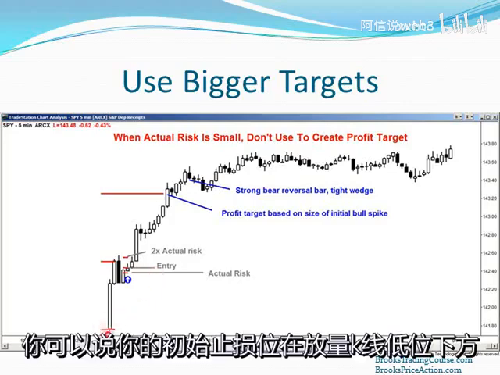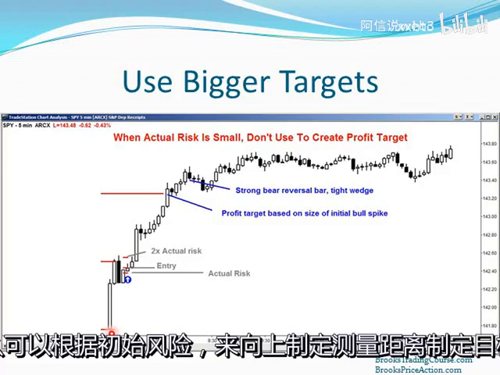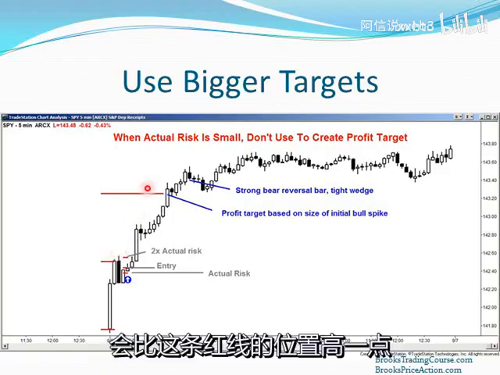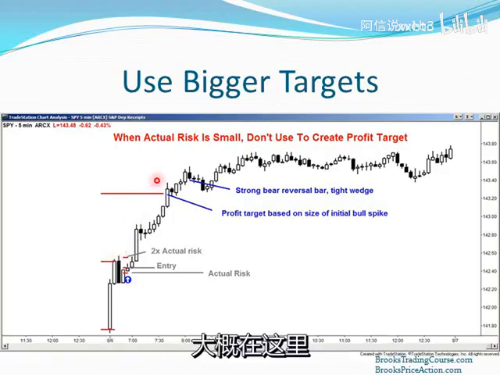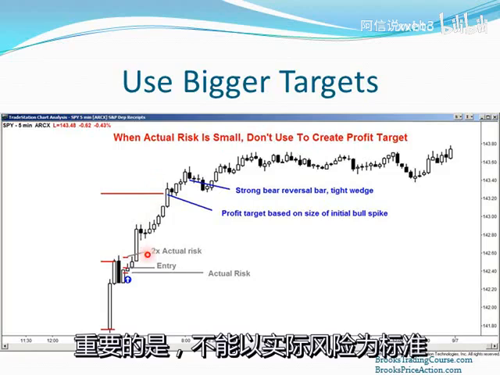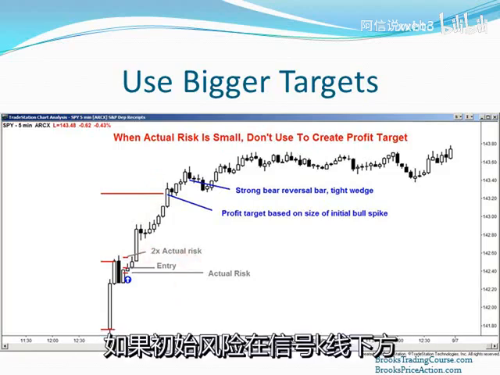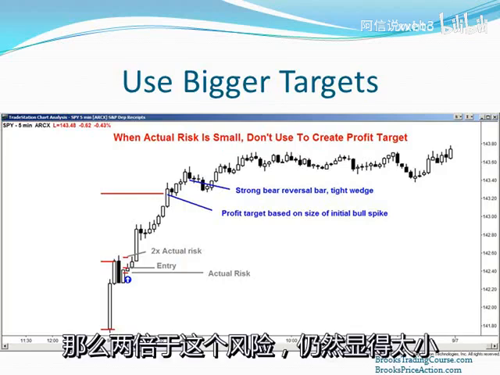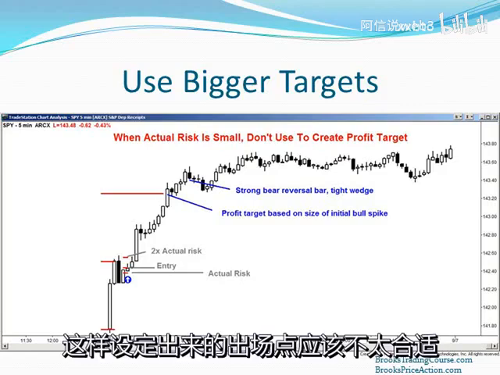You could say your initial risk was below the low of the bull spike, and you could have used a measured move based on your initial risk, which would be slightly more than this red line, somewhere up in here. That's okay. The key thing is don't base it on your actual risk. If your initial risk was below the signal bar, 2 times that risk is still too small, and I think that would not be a good location for an exit.